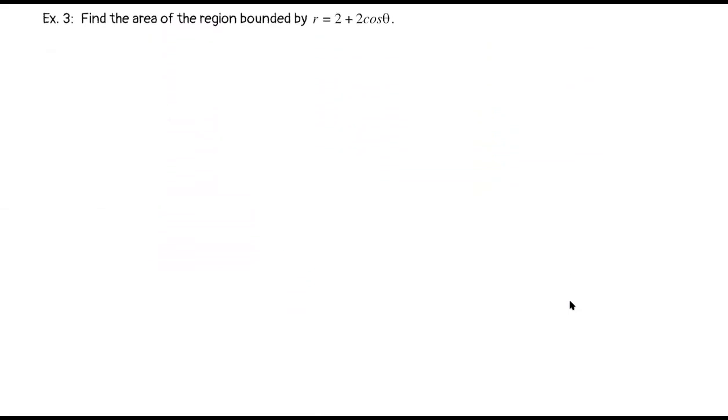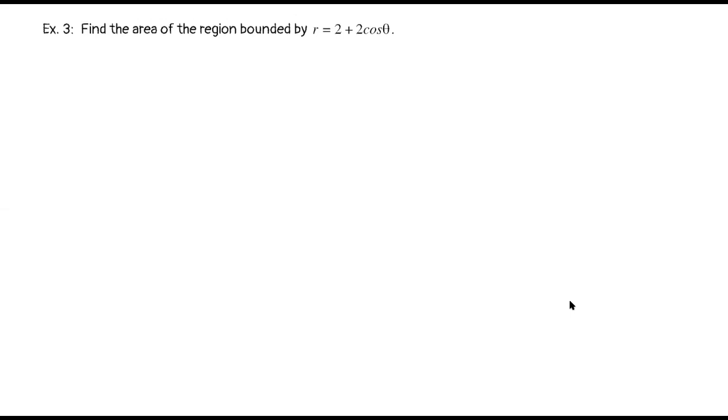So let's take a look at this first example. It says find the area of the region bounded by r equals 2 plus 2 cosine theta. And this is, as we saw in the last example, a cardioid. It is symmetric about theta equals 0.